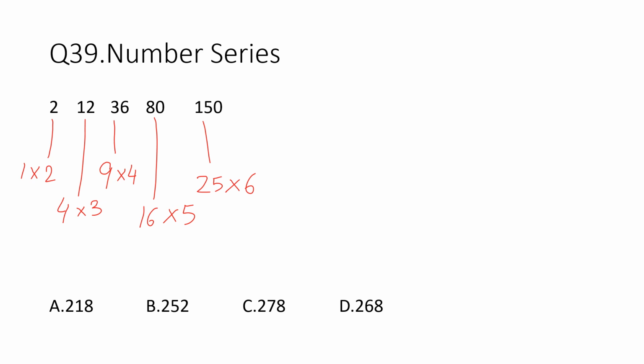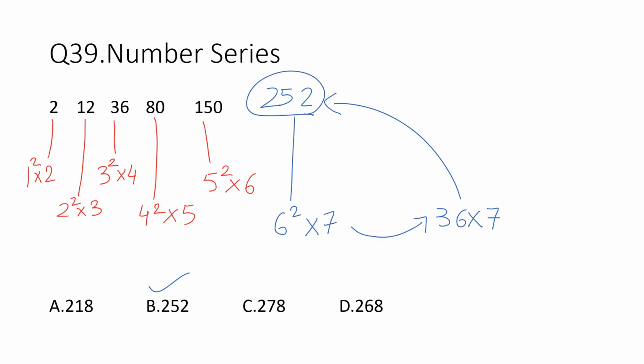But what are 1, 4, 9, 16 and 25? These are all squares, right? And that is why this is a very clear series. So it is 5 square into 6, so the next one will be what? You must get an idea here. This will be 6 square into 7, which is equal to 36 into 7, 252.